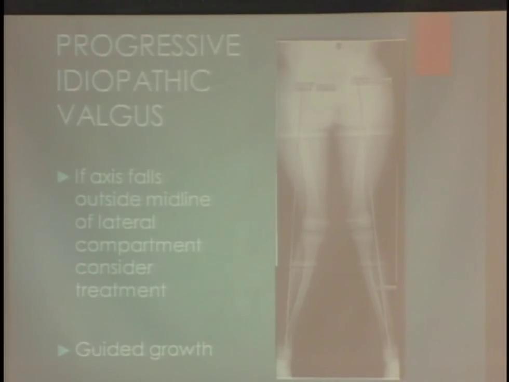So here you can see a pretty significant valgus here, where this mechanical axis again falls outside of the knee joint, and there's ways we can quantify in zones where the mechanical axis is falling within or outside the knee joint. And so one of the ways we can treat this is something called guided growth.